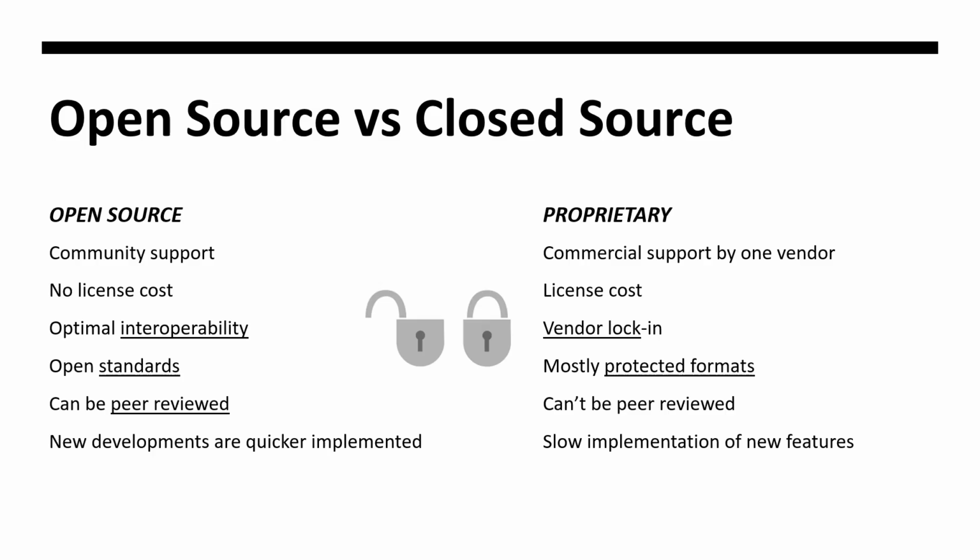Open source can be peer-reviewed by experts, communities, even competitors. That scrutiny leads to faster implementation of new features, better security, and more trust. So while proprietary software may offer convenience, open source offers control, transparency, and agility. And in the context of digital sovereignty, those aren't just technical advantages, they are strategic imperatives.